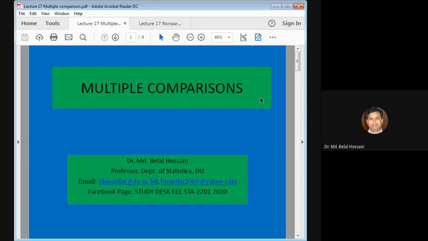Well, today we are going to learn about multiple comparisons. Last class আমরা পড়েছিলাম ANOVA.